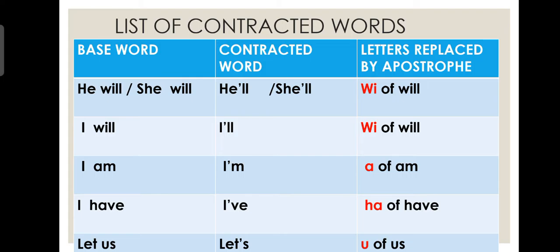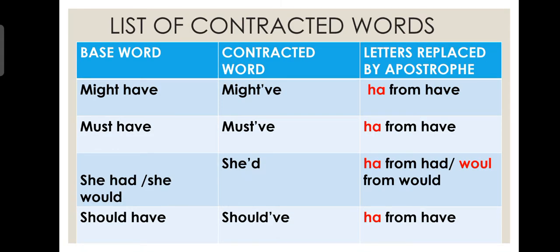Next is let us. In this word, when we are changing it into contraction, let remains as it is, and from us we have removed U, and this letter U is replaced by the apostrophe. In contracted form we pronounce it as let's. Okay. So some more contracted words. This is might have. So how do we write? Might've. We removed HA from have, and might remains as it is.